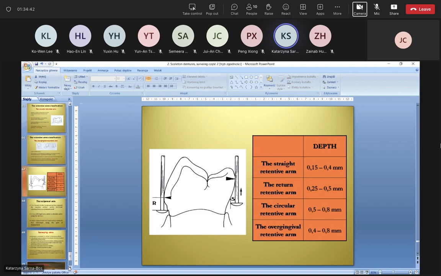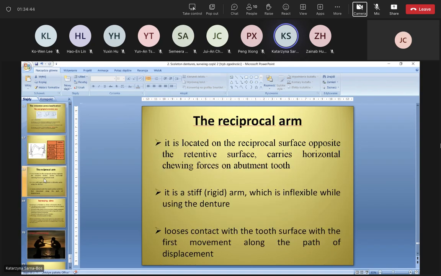Okay, and the reciprocal arm is located on the reciprocal surface opposite the retentive surface, and carries horizontal chewing forces on the abutment tooth. It is a stiff, rigid arm which is inflexible while using the denture, and the reciprocal arm loses contact with the tooth surface with the first movement along the path of displacement.